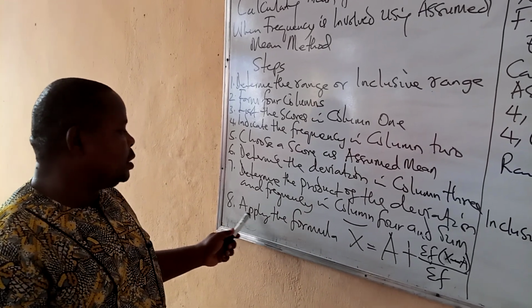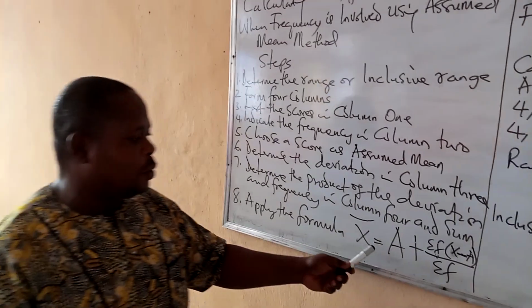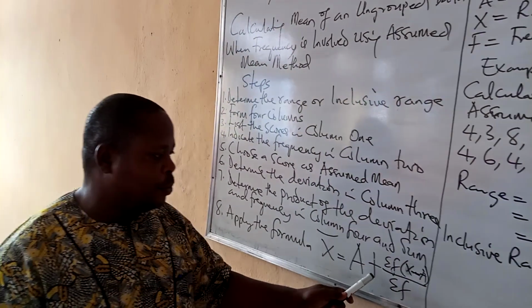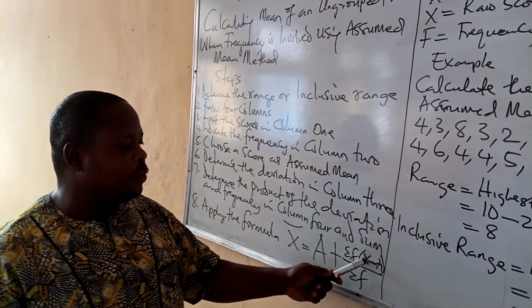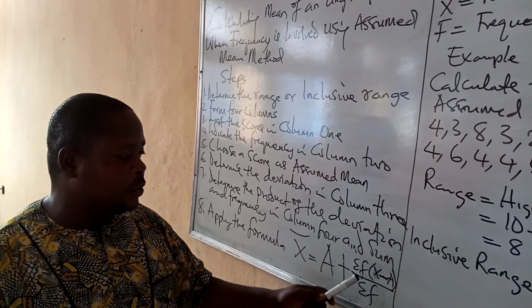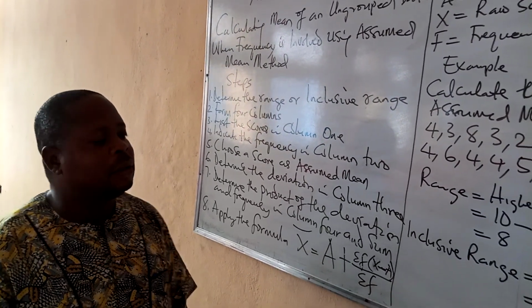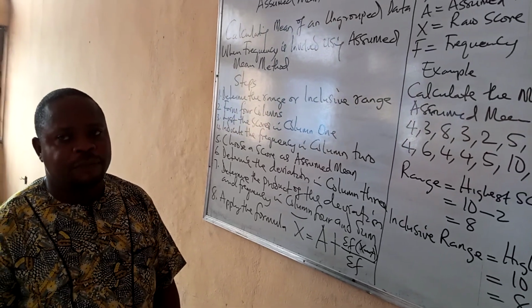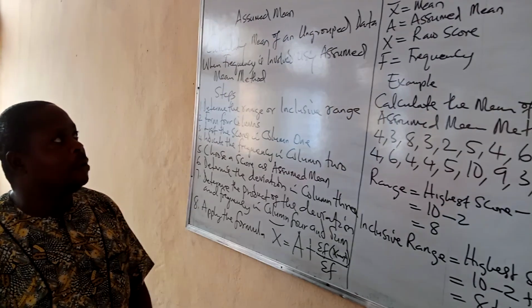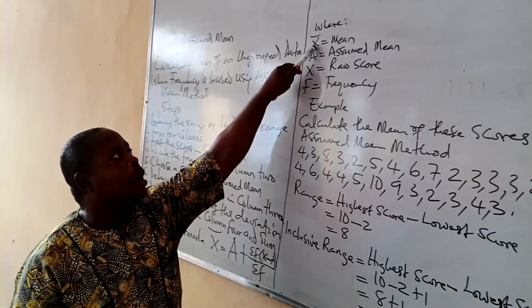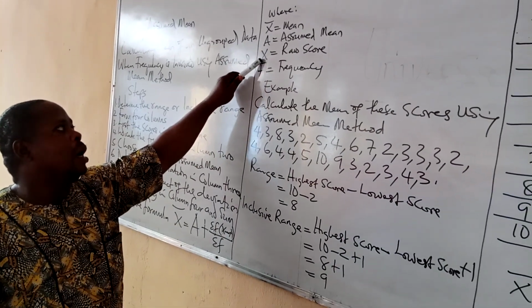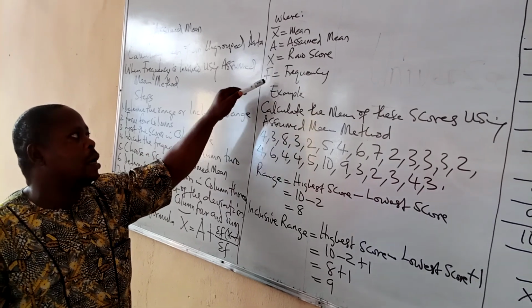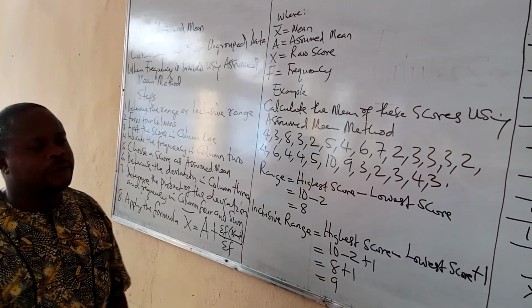And then step 8, apply the formula. Mean is equal to assumed mean plus the sum of the product of deviation and frequency, divided by the sum of frequency or number of scores, where X bar is mean, A is assumed mean, X is raw score, and F is frequency.